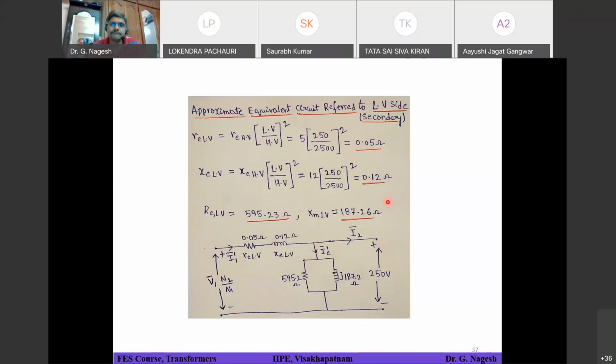Yes, sir. Okay. So only thing here is, if the test data is given only to specific winding, LV or HV, the parameters what you are going to calculate from the test data are confined only to that particular winding. But if your equivalent circuit is asked to refer to one particular winding, then accordingly you have to choose whether you have to multiply with factor or not. Okay. Is it clear? So this is the equivalent circuit referred to LV side. I hope everyone got it. So any doubt is there, ask me.